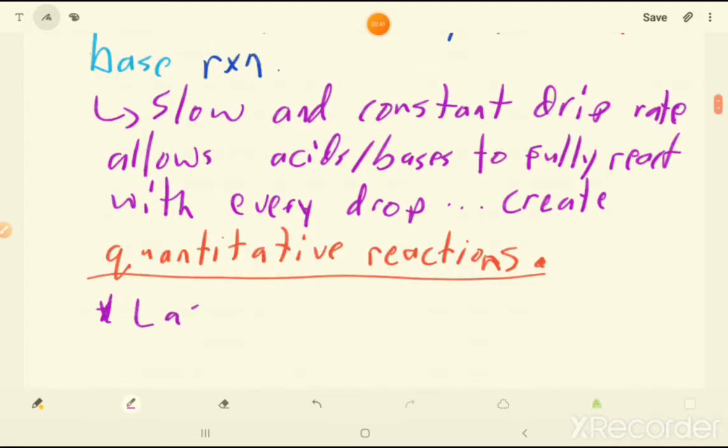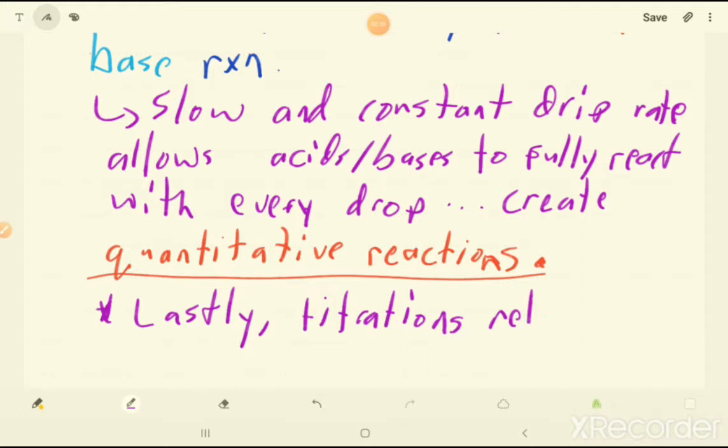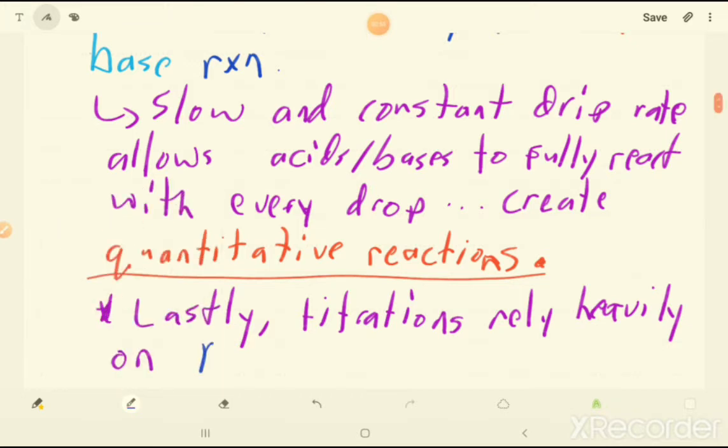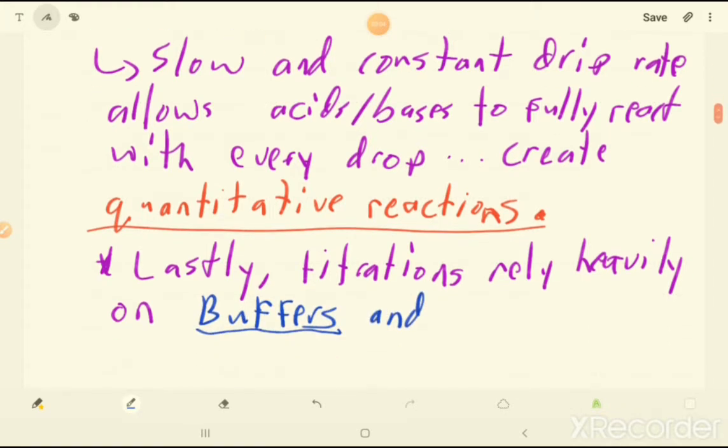And then lastly, titrations and their curves rely heavily on buffers and buffer regions. Those are going to be the flat lines of the graph, and you'll see that when we do some titration curves.